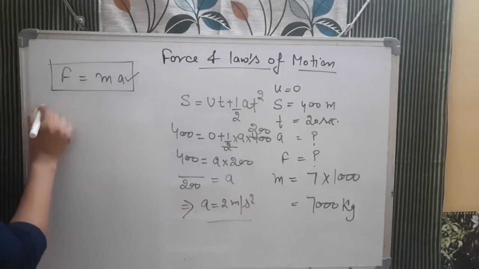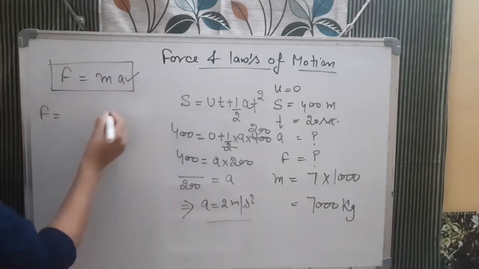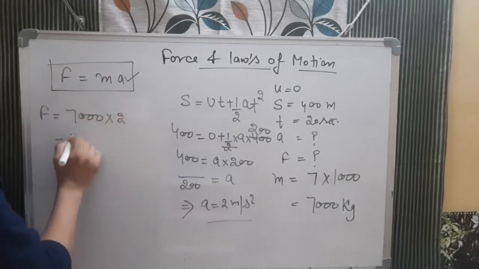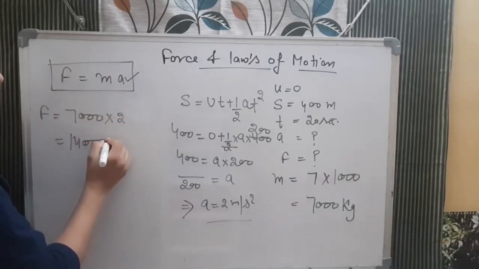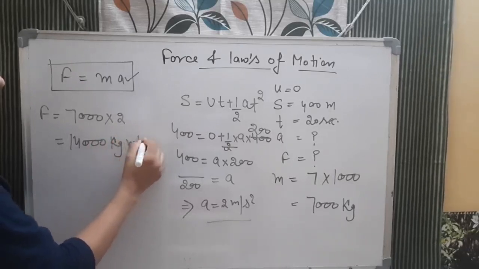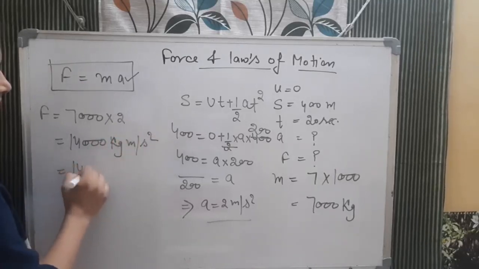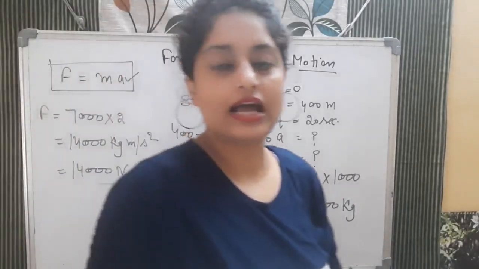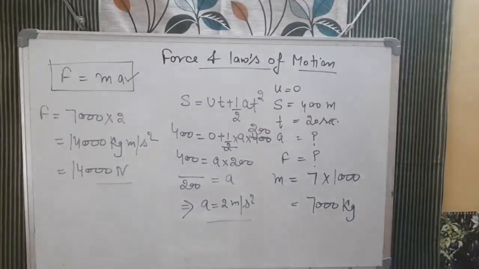Now put this value in the formula. Mass is what? 7000 and acceleration is what? 2. So force will be what? Force will be 14,000 kg meter per second square, or you can simply say 14,000 Newton. Okay, that will be your answer. I hope you got the question, how you will use the formulas accordingly.